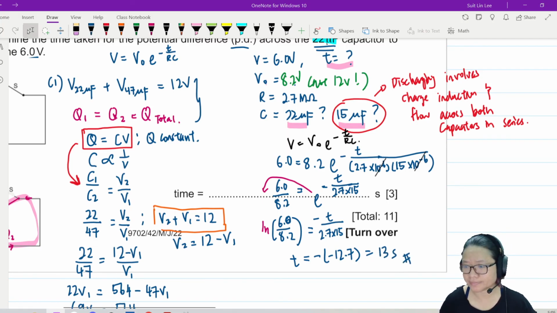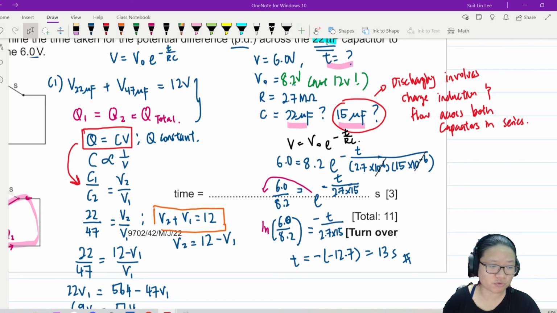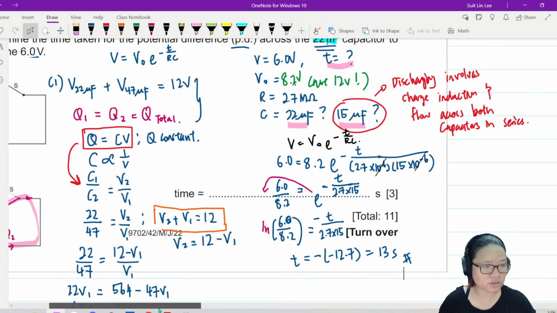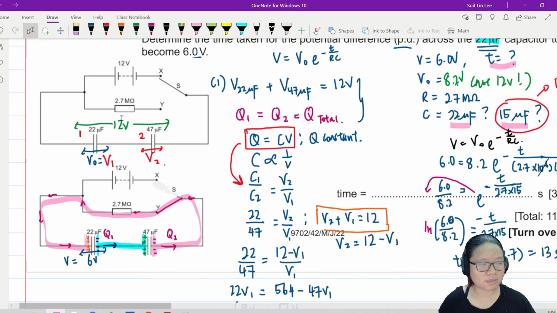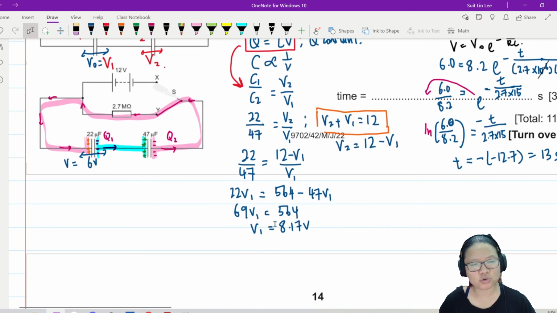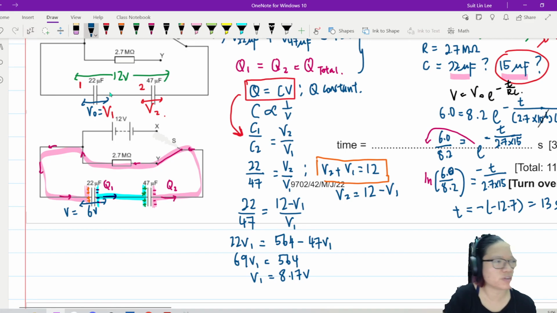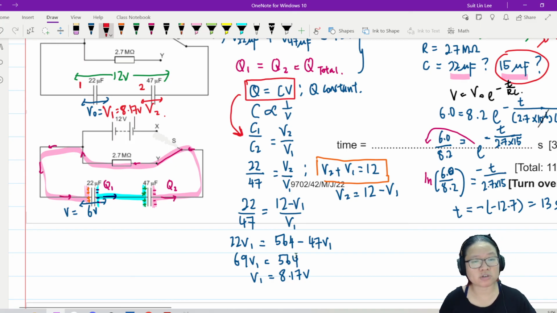Okay. So this question is quite a sneaky one. Because a lot of times students may actually forget that the 12 volt is across both capacitors, but then they only ask for one capacitor. So there's this extra step you need to do to find the initial voltage of this one, 8.17. Okay. So this extra step actually takes time.